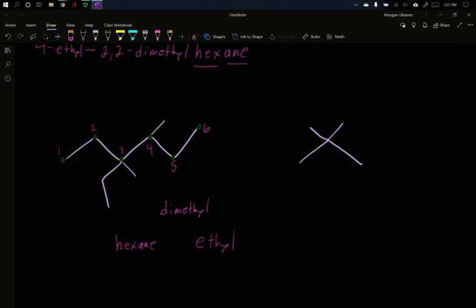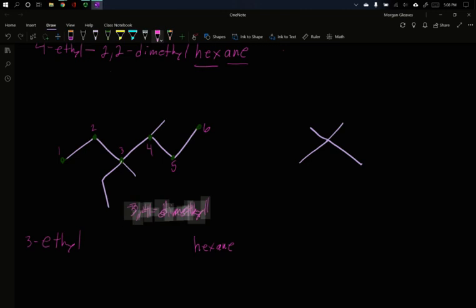And so we've got a 3,4 dimethyl, and I have a 3 ethyl. And so if I want to string the name together, 3-ethyl dash 3,4 dash dimethyl hexane. This tells us that I have a 6 carbon long chain, that the third carbon is an ethyl, that the third carbon is a methyl, and that the fourth carbon is a methyl.